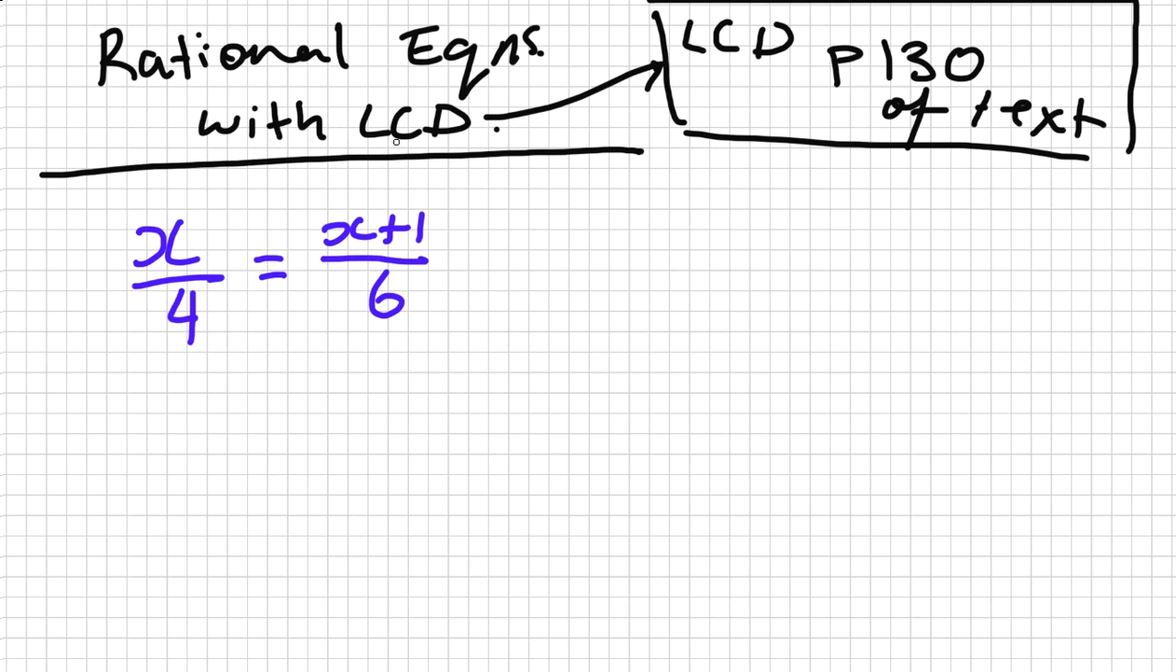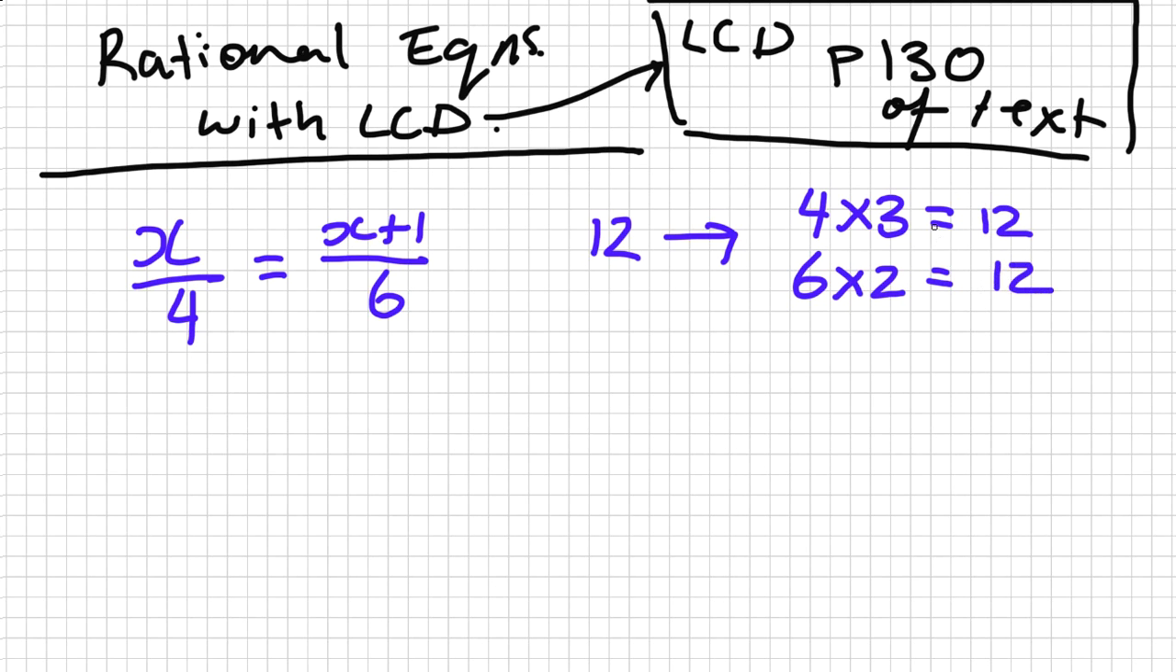Now the lowest common denominator for these two fractions is 12. That is because 4 times by 3 equals 12. 6 times by 2 equals 12. So this means we now have some numbers that will convert these bottom numbers, these denominators, so this 4 and this 6, into a 12.